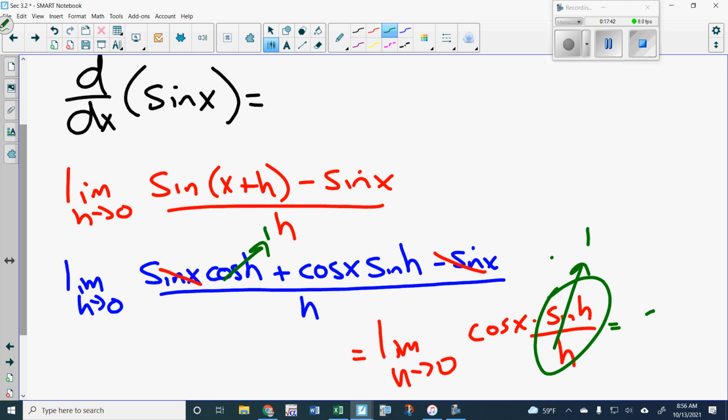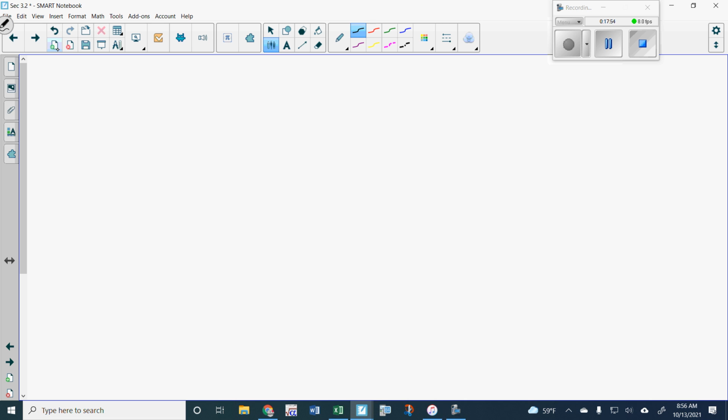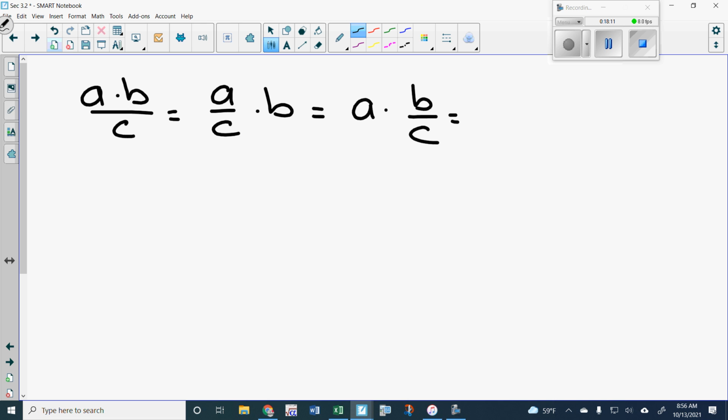Why can't you just take the h and not have it under cosine? It is. Think of variables, because I'm too lazy to write out sine and cosine. If I have a times b over c, that is the same thing as a over c times b, which is the same thing as b times a over c, which is a times b times 1 over c. All of those are exactly the same.